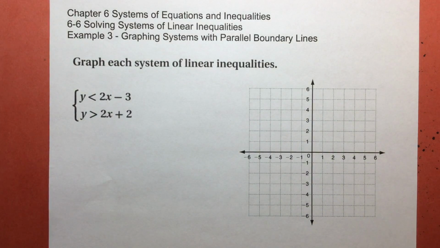Hello, welcome back to Chapter 6, Section 6, where we're going to be solving systems of linear inequalities. We're going to draw attention to something that might happen sometimes. Sometimes the boundary lines are going to be parallel. What does parallel mean? Basically, it means they go in the same direction.